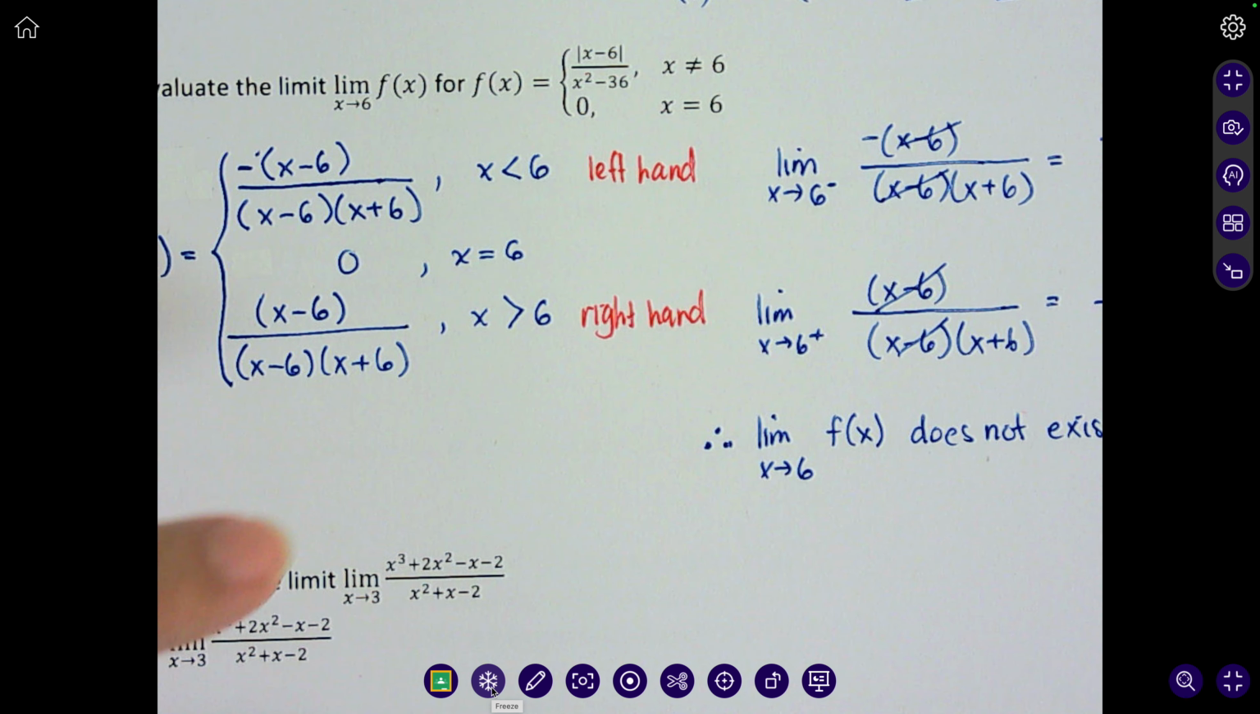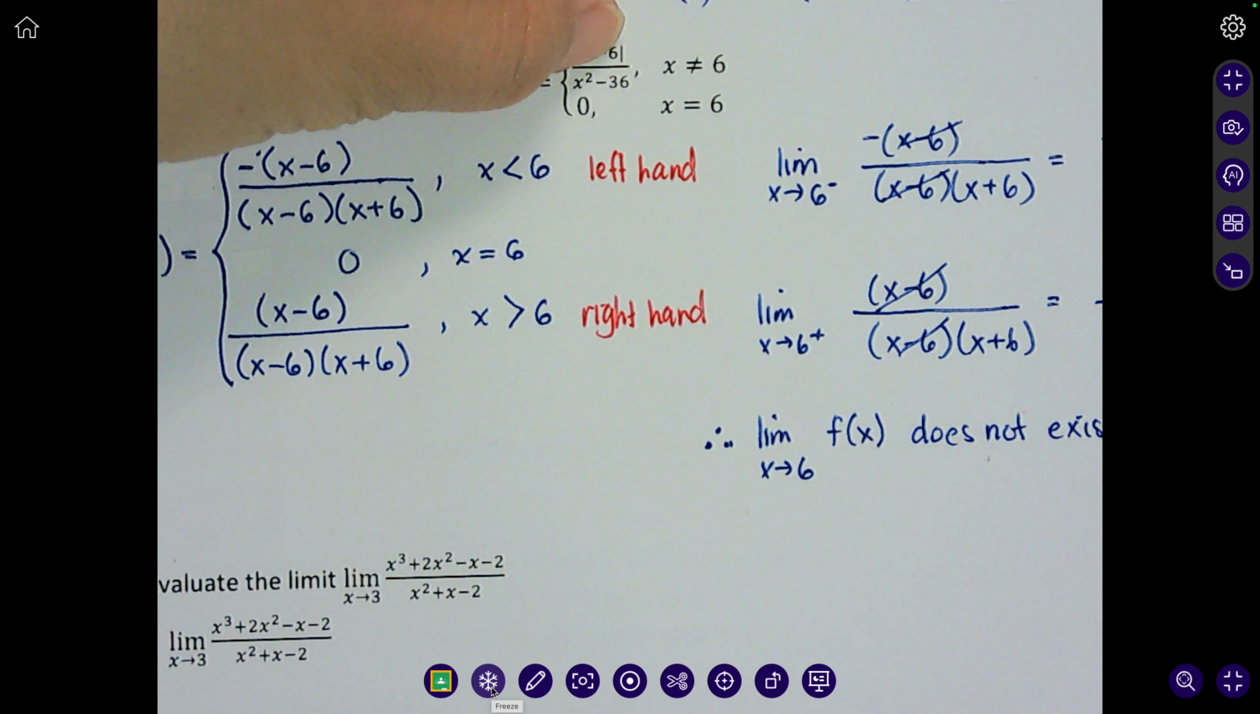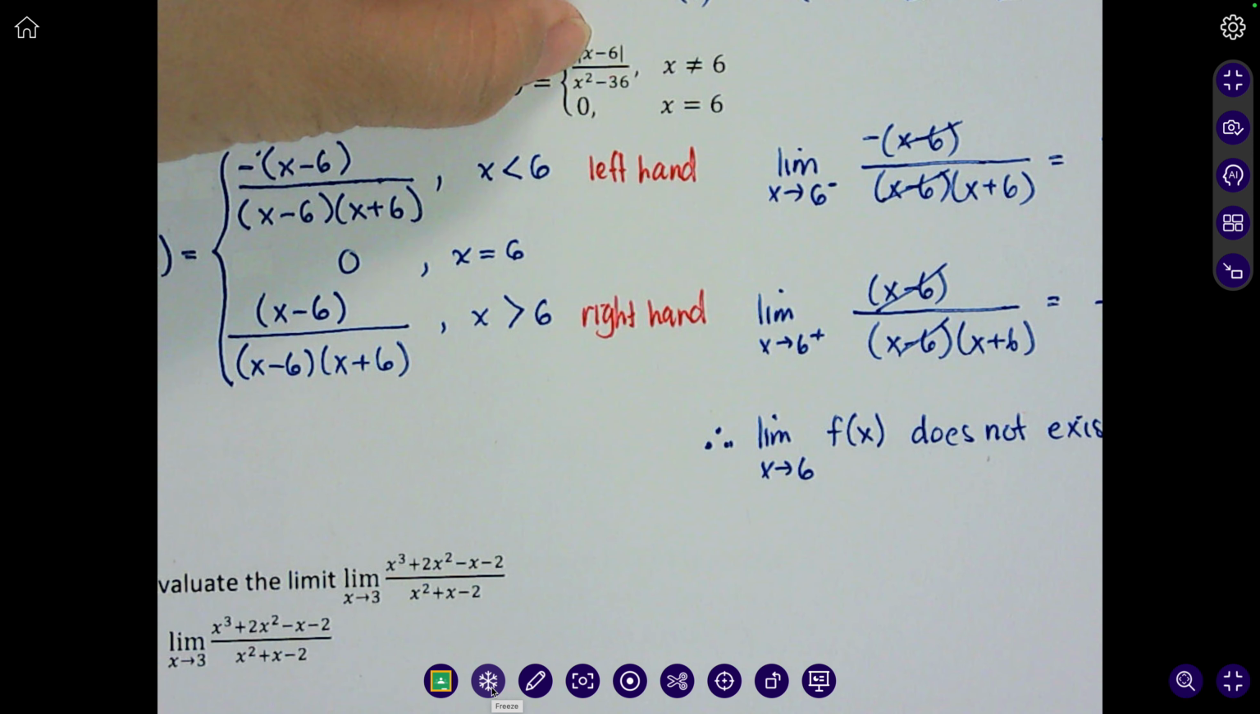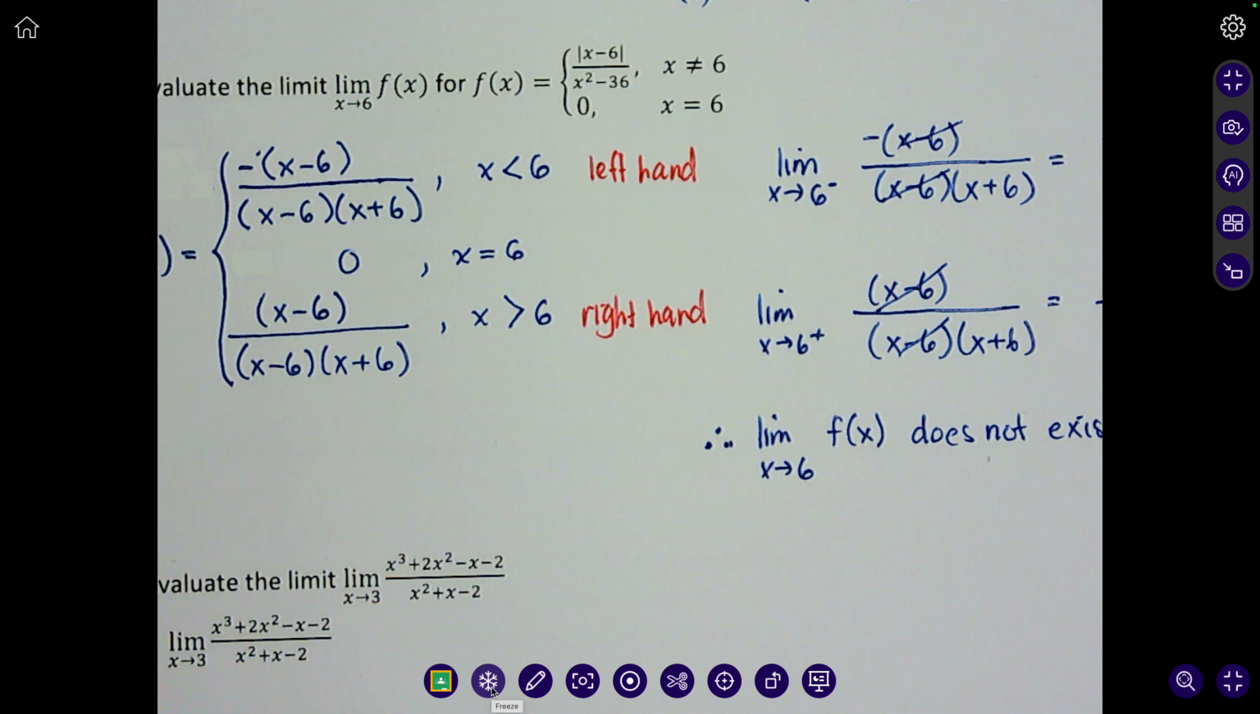You cannot cancel x minus 6 here and x minus 6 down here at the beginning, because this is absolute value. It's not a parentheses. You have to break out that absolute value and change it to parentheses first.